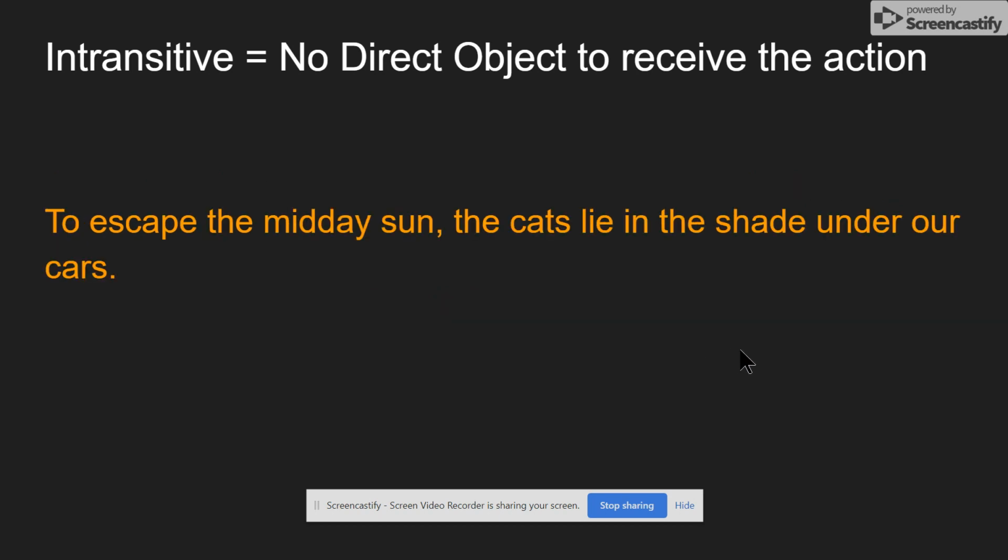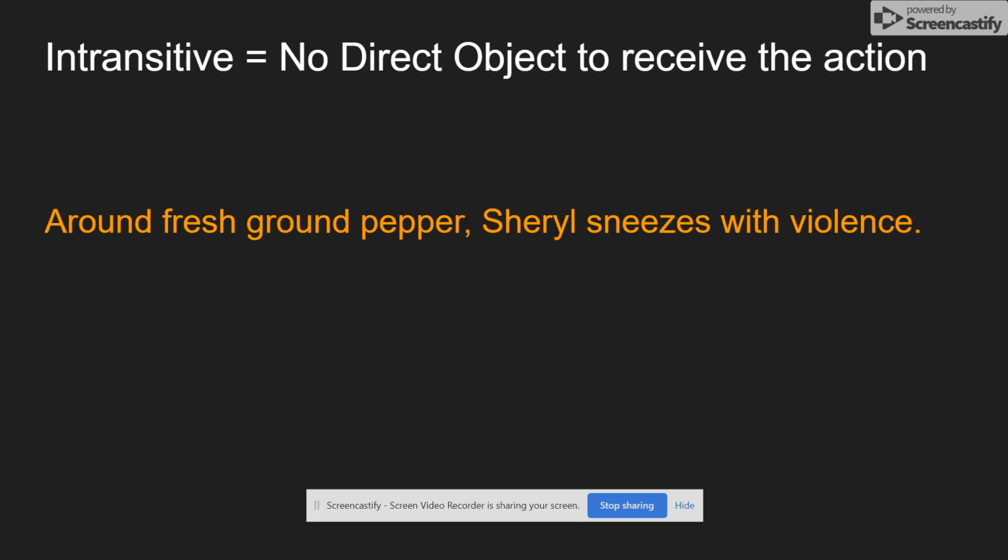To escape the midday sun, the cats lie in the shade under our cars. We have a phrase over here that we won't deal with right now. That's something we'll deal with in 8th grade. But what we're really looking at here is the subject, cats, and lie. And lie, again, is an intransitive verb. It does not have a noun receiving that action.